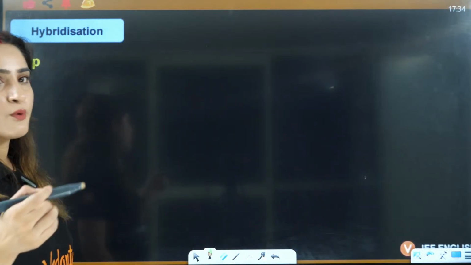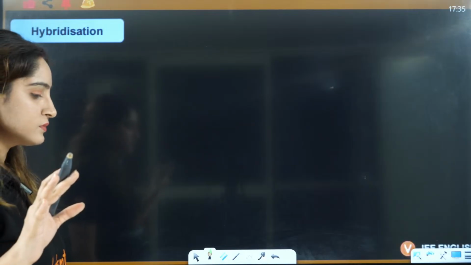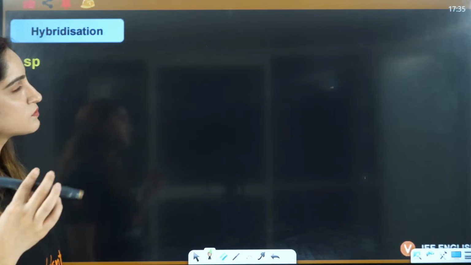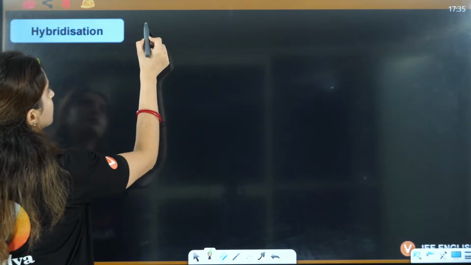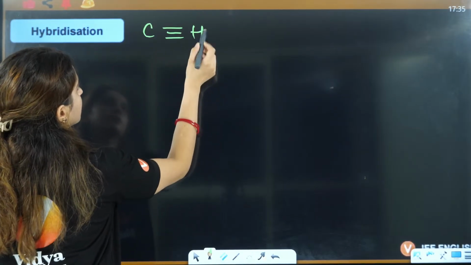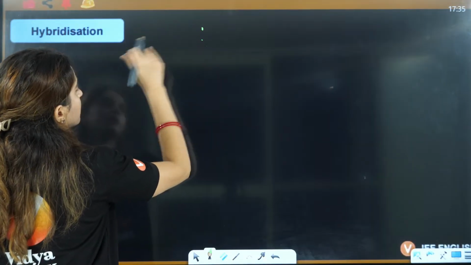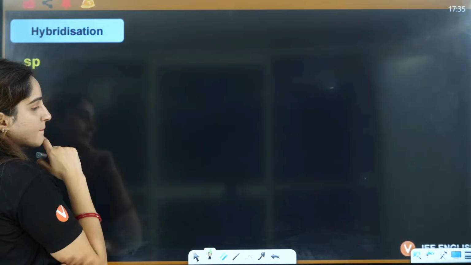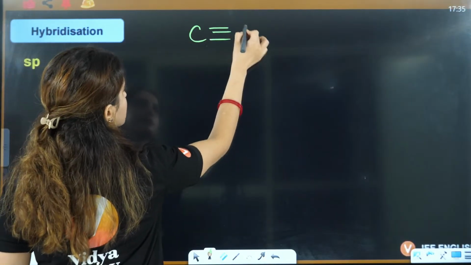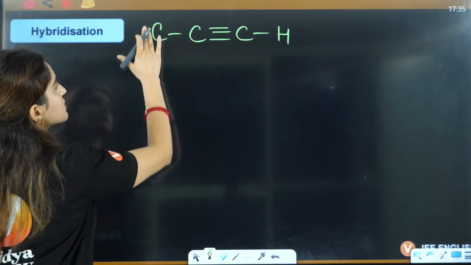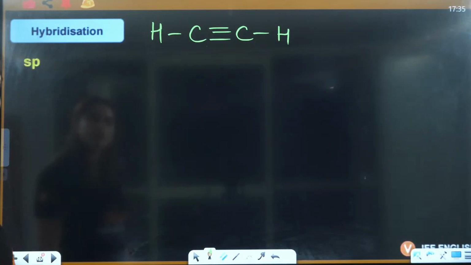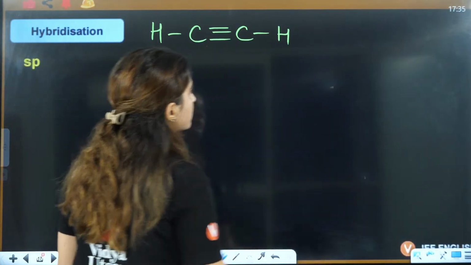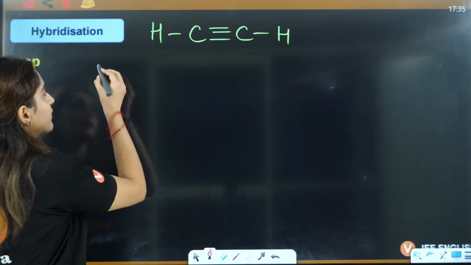Now let's understand this with the help of an example, ethyne. Let's discuss that, okay? Which bond should we discuss? This is the compound which shows sp hybridization, right? Or shall we discuss sp3 firstly? That would have been easy. But let's discuss sp firstly, now that we have landed here.